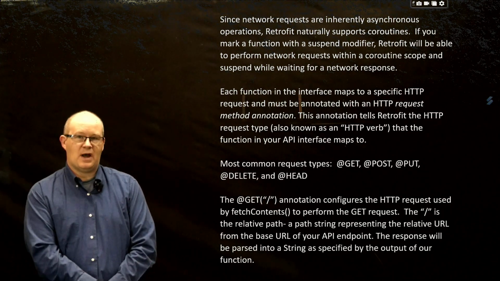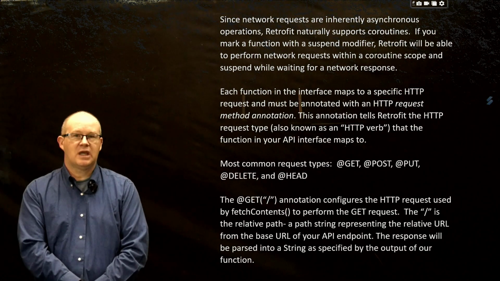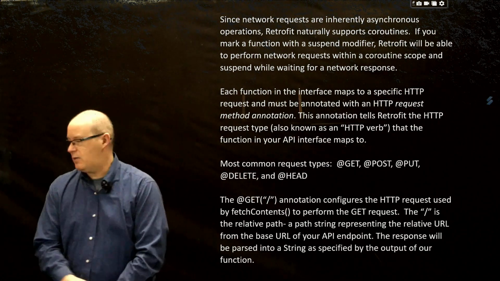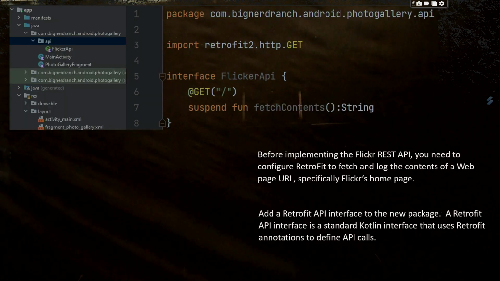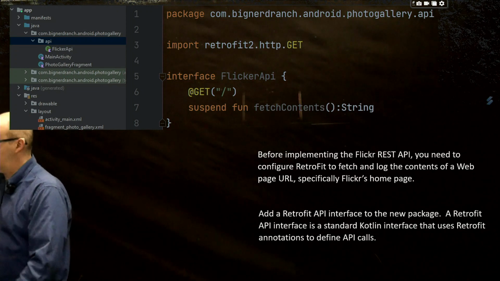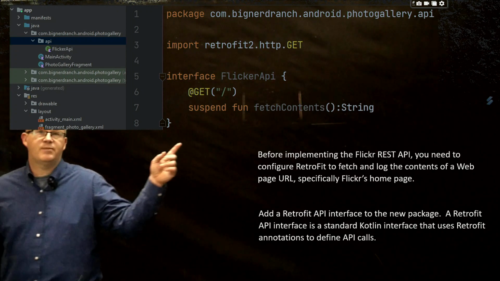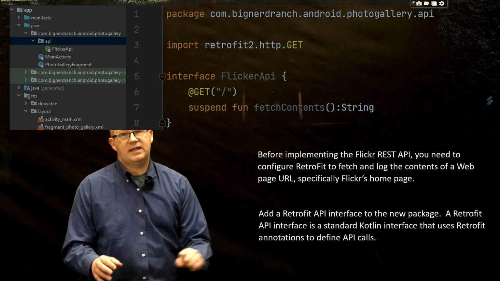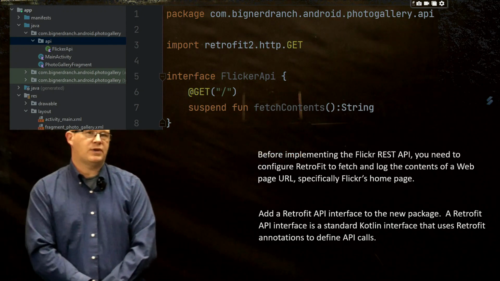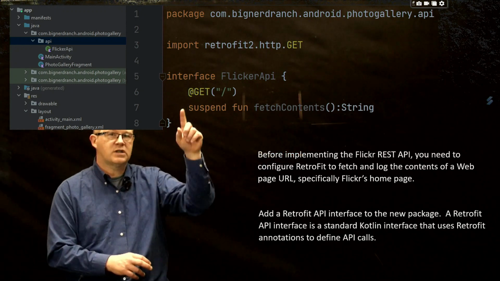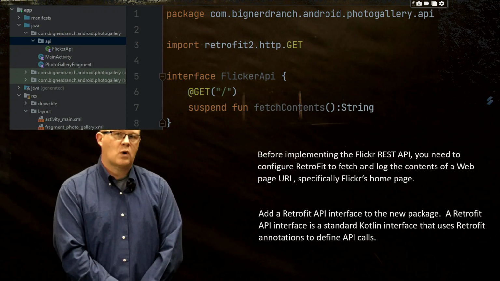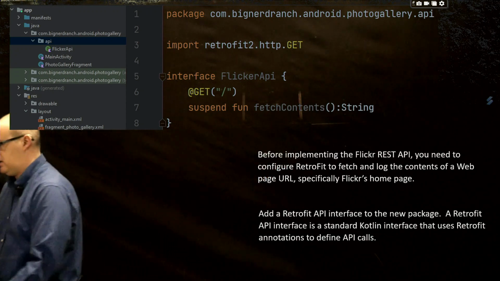Let's see. So our response is going to be parsed into a string, and that's specified in the output function. I think we see it here. No, we don't. Oh, yes, we do. In suspend fun fetchContents, we see that the output is a string. With all of these verb functions, we're required to have an output type.